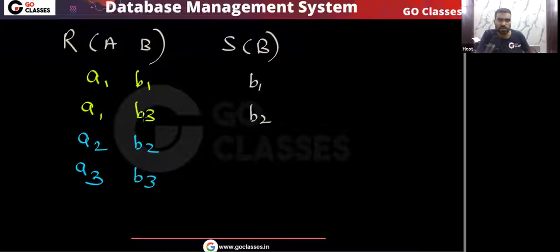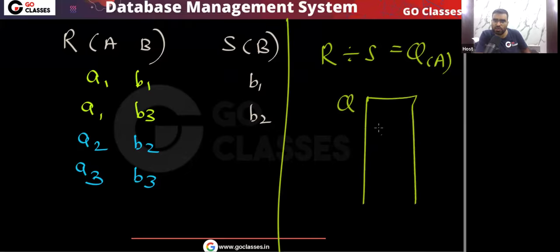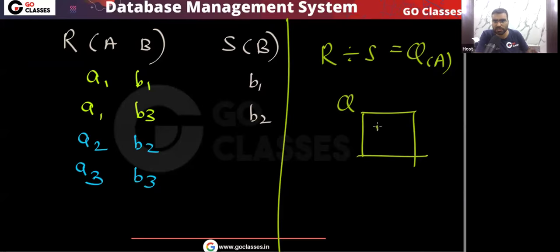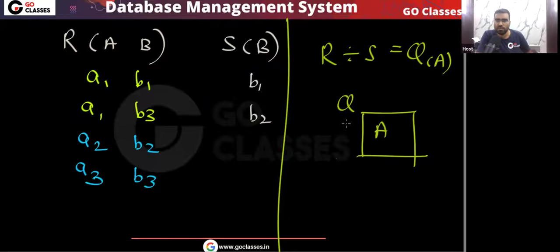This is your table R, this is your table S. Then what will be R divided by S? You know the result. The result will have attribute A. Yes or no? But you can see that this will be an empty table, because there is no A value which is pairing with every S value. So this is actually an empty table.